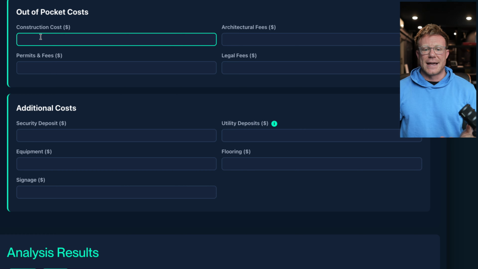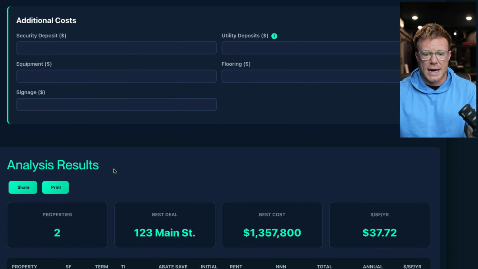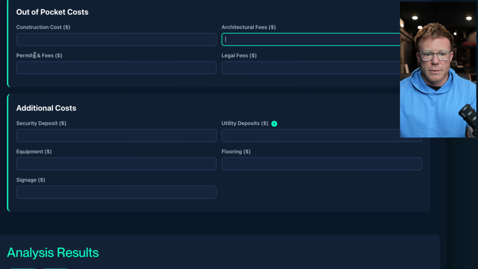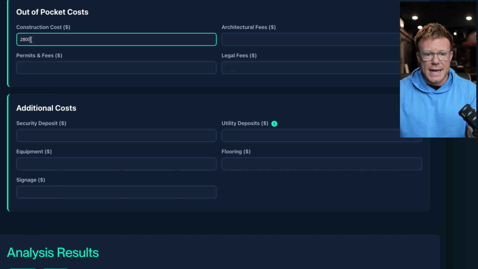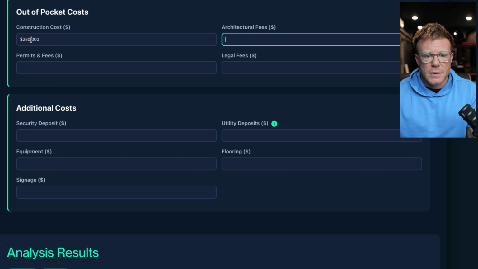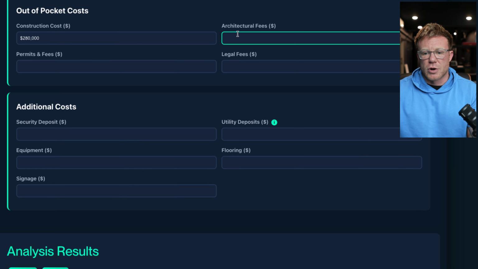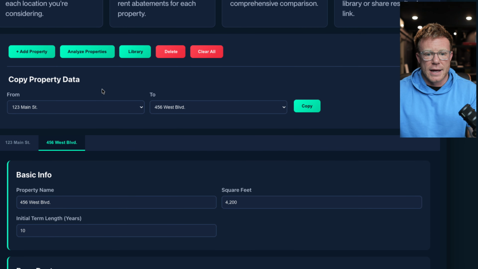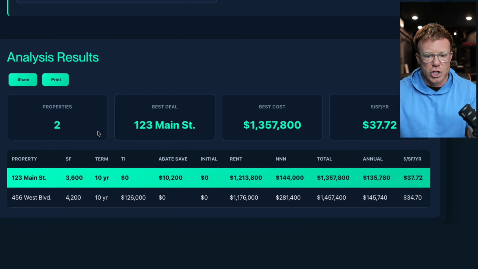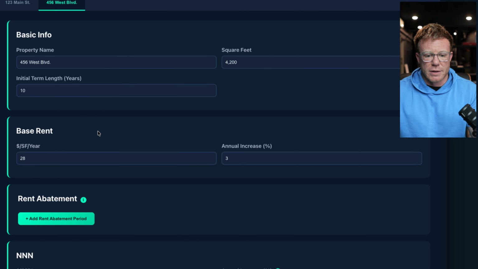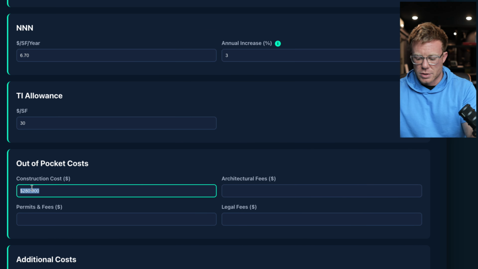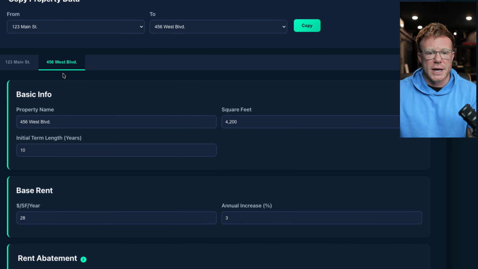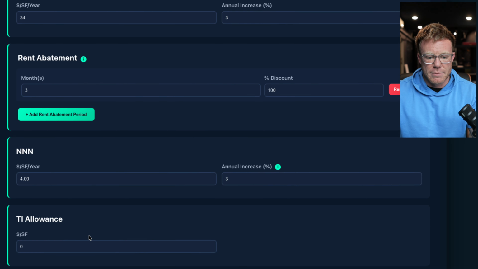If we were to add in construction costs here, this might flip-flop it. It might come out. So let's say the construction cost on location 1 with no TI comes out to be $280,000. All right. And you could go in here and put your architect fees, permit fees, all that. But let's just do the construction costs. All right. And that's on location. Nope. We got to go back to Main Street. So always make sure, don't be like an idiot like I just did. Make sure when you're making changes, you're on the right property. So we're back to Main Street.